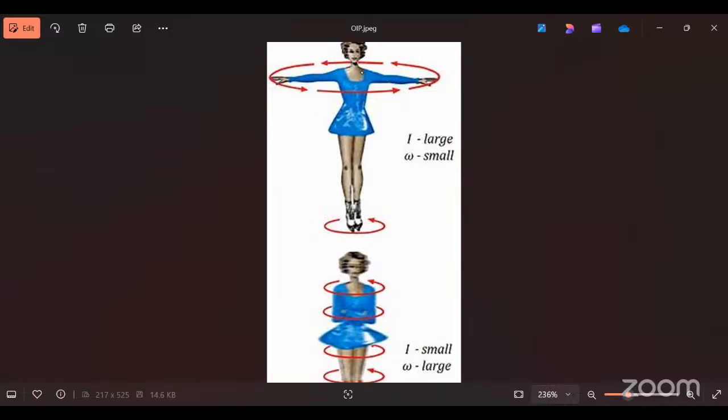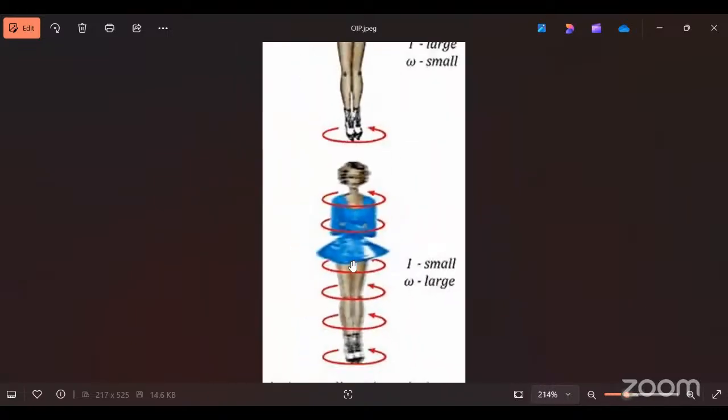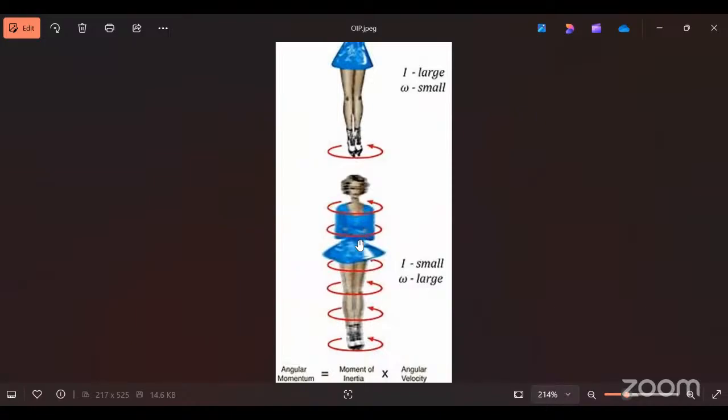Now in the second case, you are watching that she folded her hands. So after folding her hands, her distance will be less. If her distance is less, her moment of inertia will be less. And if her moment of inertia is less, the angular velocity will be higher. So that was the example of conservation of angular momentum. I think you have understood that topic.